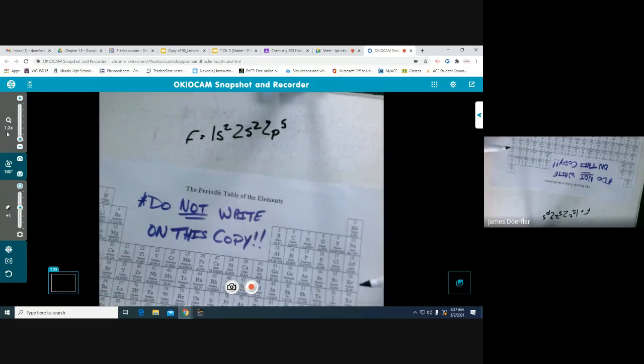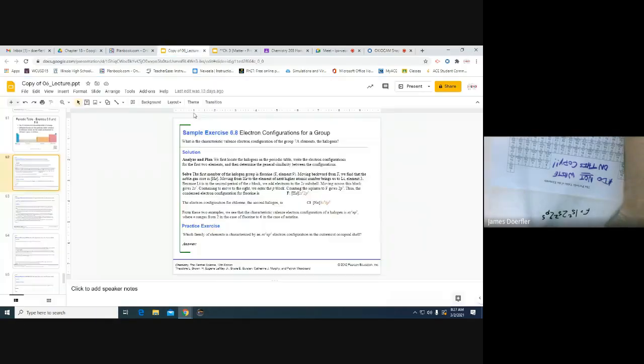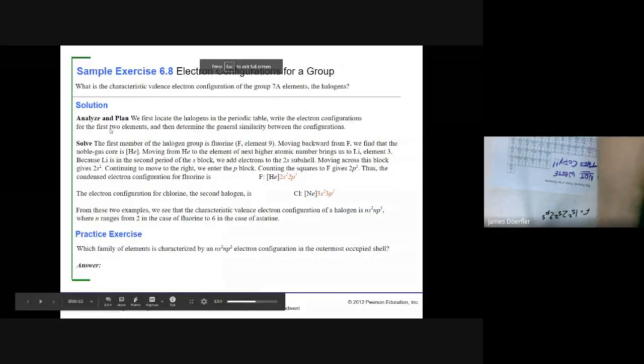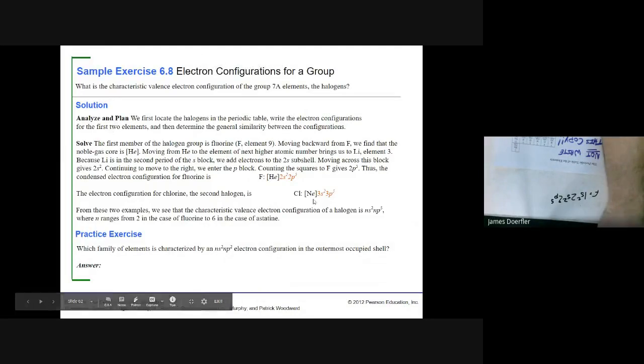But that really doesn't answer our question, okay? Again, we're looking for the characteristic electron configuration for the halogens themselves, okay? So again, one thing we could do is we could do chlorine's electron configuration, okay? But one key thing is this term valence electrons, okay?